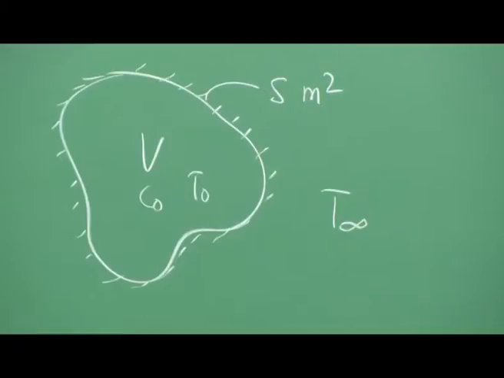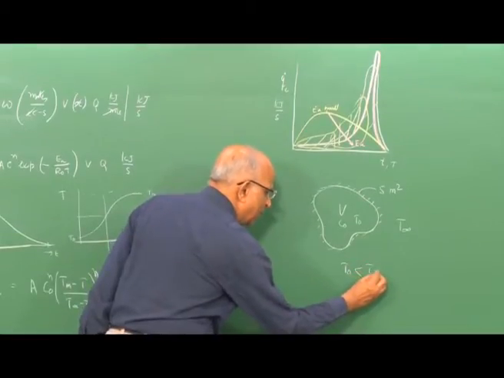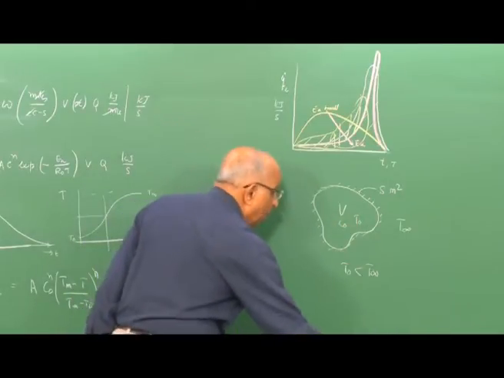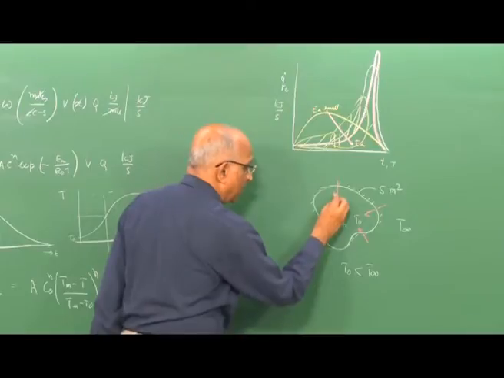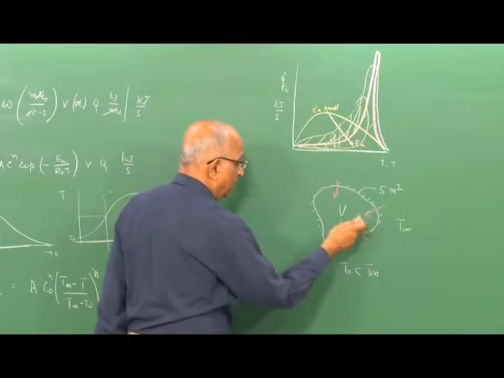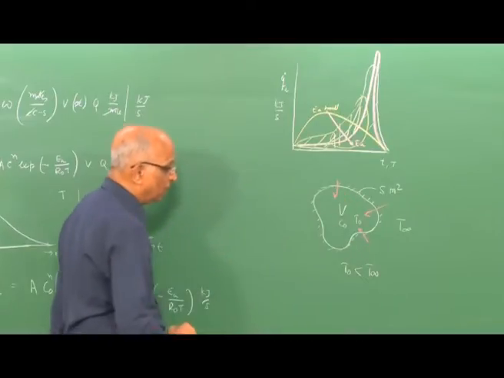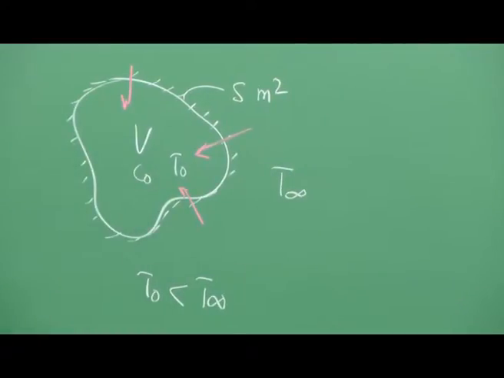Now, we tell ourselves, let us say T naught is less than T ambient, what should happen? If T naught is less than T ambient, the heat will flow in this direction, because here the temperature is higher, here the temperature is lower, and the heat will flow and heat up the explosive. That means, how do you estimate the heat transfer? Let's put down an expression.